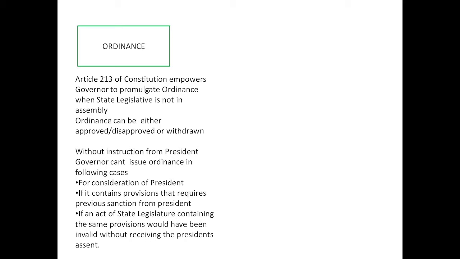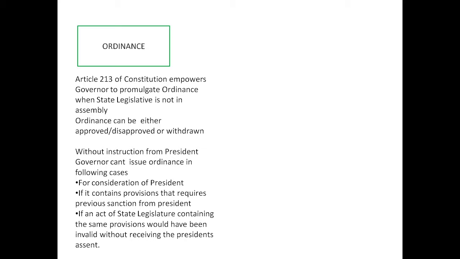You have to understand the points, right? This ordinance can be approved, disapproved, or withdrawn by the governor. He has the power to approve or disapprove, or he can even withdraw it. Or the second situation is when he thinks that this ordinance has to be passed to the president for the consideration of the president, right?